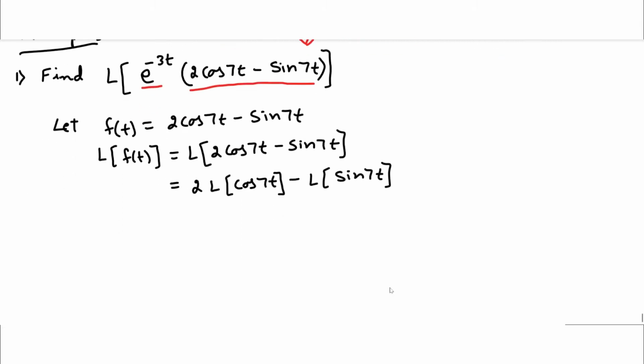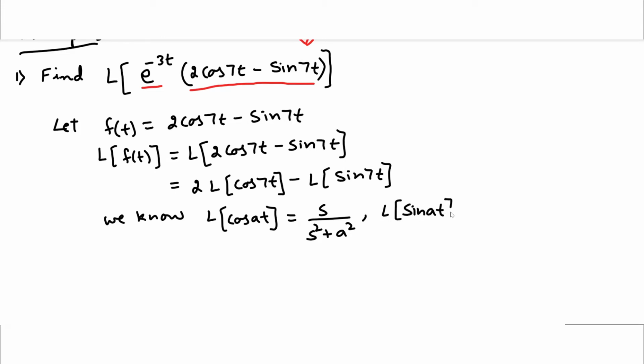We know the basic formulas. Laplace transform of cos of at is s by s square plus a square. And we also know the formula for sine of at, which is a by s square plus a square.